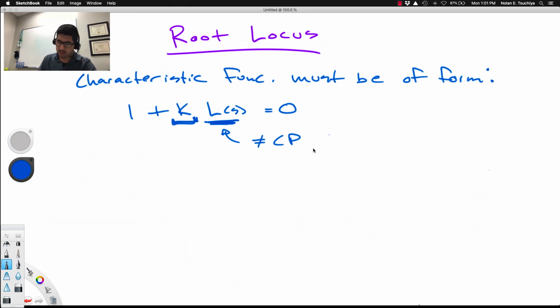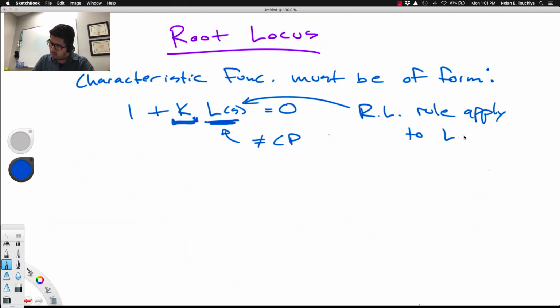And the thing is, the root locus rules, I'm going to call it RL, the root locus rules apply to this particular transfer function, whatever that happens to be. It's neither the plant nor the controller nor the product of the two. You just have to plug in and see what you get.